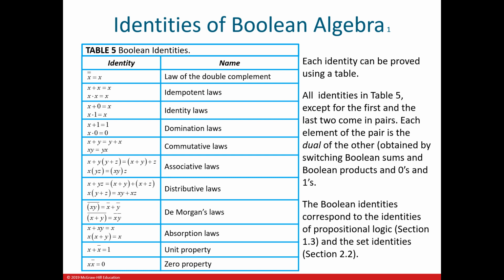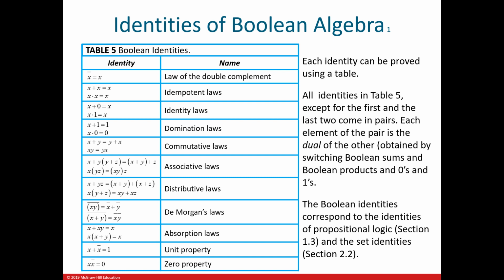Then the identity law: whenever we are having a sum with 0, we get the original value, whatever value x is. And whenever we are doing a product with a 1, then we again get whatever value x has. Then whenever we are having a sum with 1, irrespective of what value x has, we will always get 1. So that's why it is called the domination law. And whenever we have 0, if we are having a product with x, we will get 0.